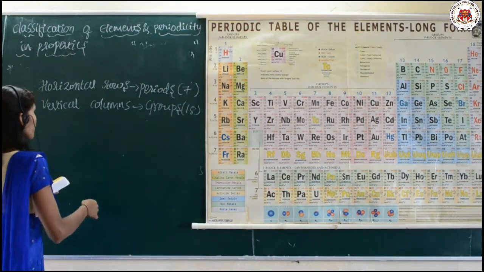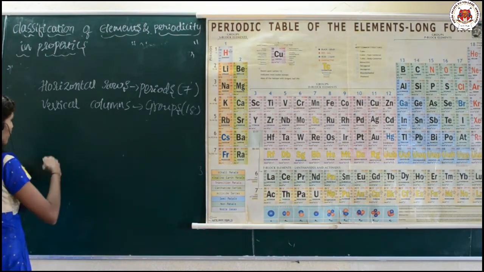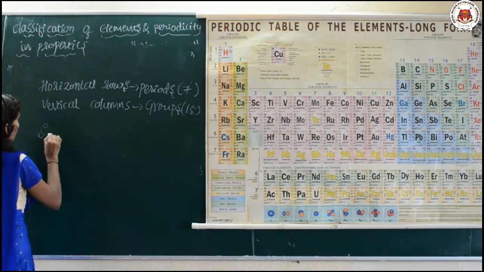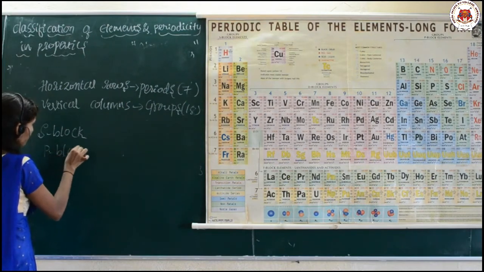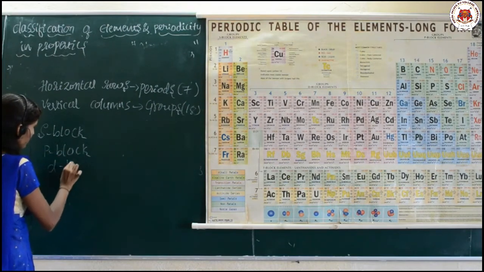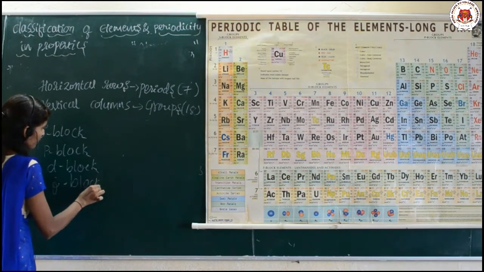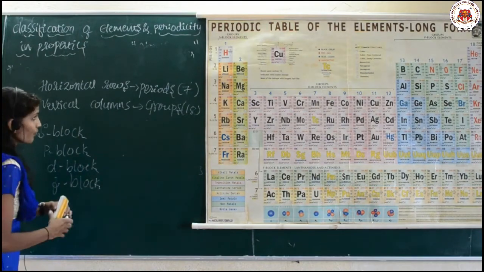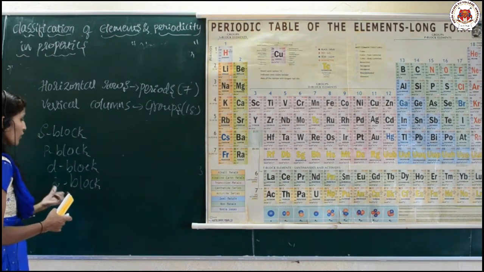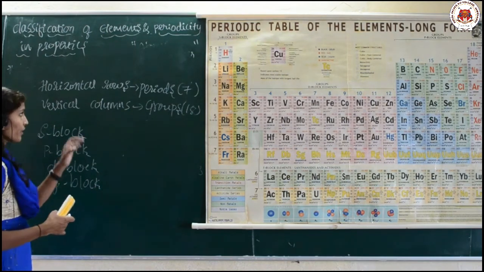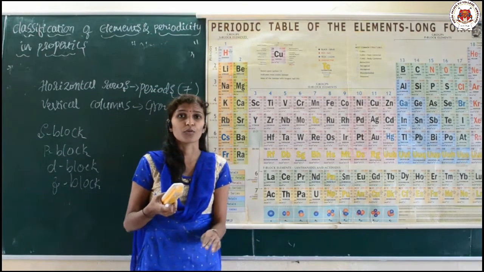And for our convenience, for studying this modern periodic table properly, we are going to divide it into S block, P block, D block and F block. So here the modern periodic table is further divided into S block, P block, D block and F block. And then let us come to the modern periodic table, the modern long form of the periodic table.